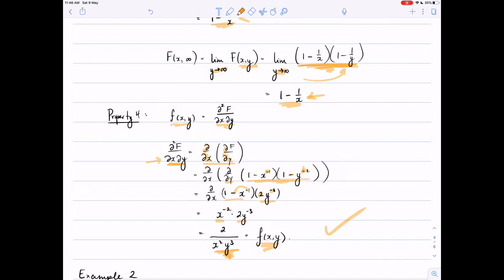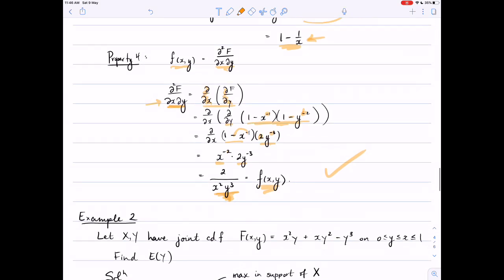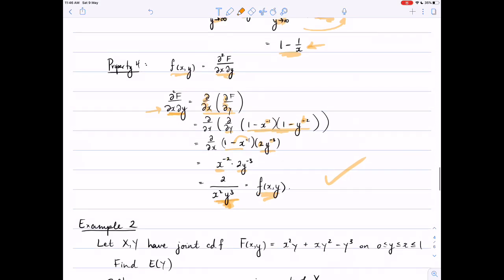Now, lastly, example 2. What could an applied problem look like? Well, let's see. Let X, Y have joint CDF given here: x squared y plus x y squared minus y cubed on this support. Find the expected value of Y.